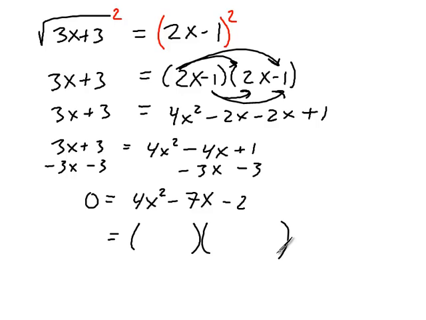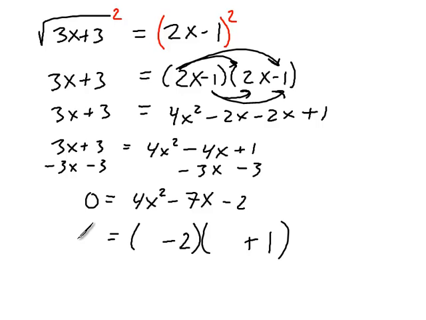And the way I think about this one is I'm trying to figure out how I'm going to get this minus 2. And the only way I can get negative 2 is a negative 2 and a positive 1, or a positive 2 and a negative 1. So there's not that many choices there, so I'm going to start with that one. And now, the ways I can get 4x squared are 2x and 2x, or 4x and x.